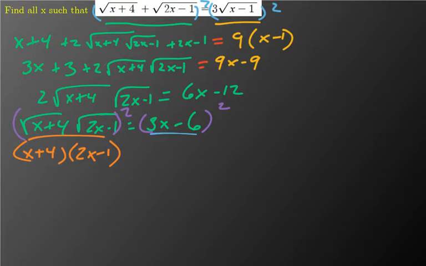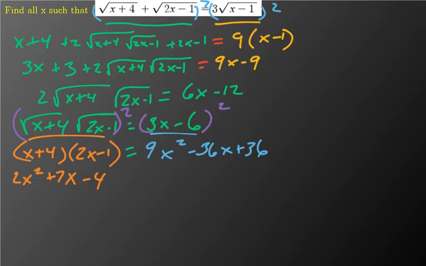Now the right-hand side is the annoying one, because if you square that binomial, you'll have to double distribute, right? And if you do it out, you'll get 9x squared minus 36x plus 36. And so let's actually square out the left side too. So I'll have 2x squared plus, not square it out, but just multiply it out. And then I'm just going to copy that down.